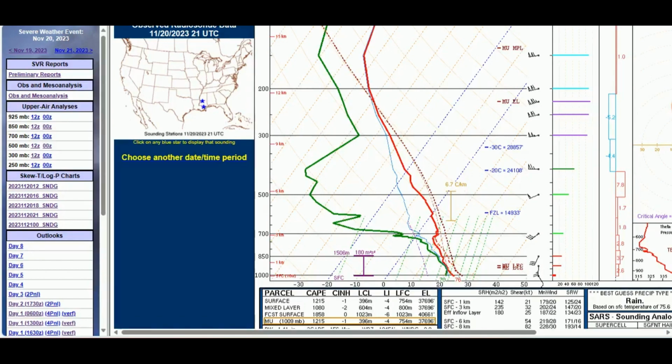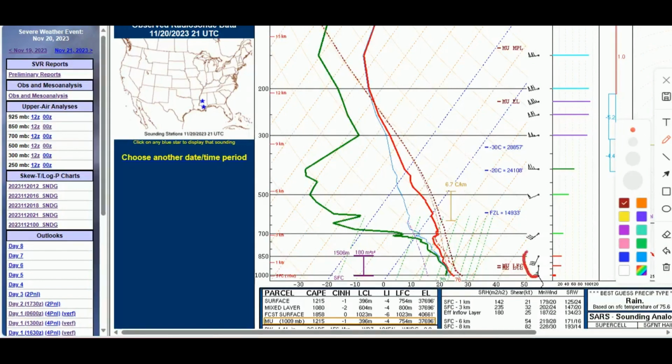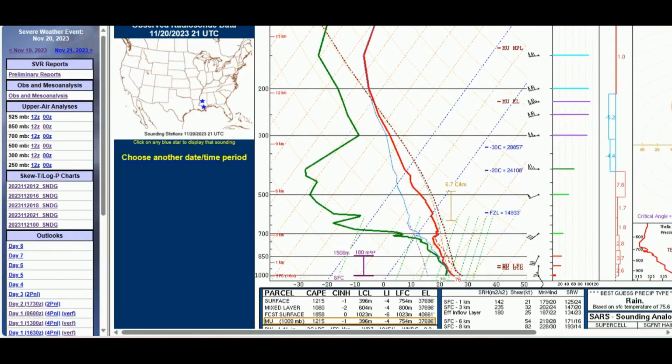You could end up getting a couple of tornadoes if you have strong enough wind shear in the low levels. In this environment, you do have pretty good veering of the winds aloft, and the increase in speed as well will generate potentially enough wind shear for a few tornadoes.